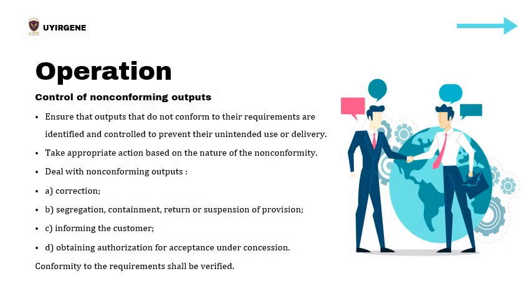Control of nonconforming outputs. The organization shall ensure that outputs that do not conform to their requirements are identified and controlled to prevent their unintended use or delivery. The organization shall take appropriate action based on the nature of the nonconformity and its effect on the conformity of products and services. This shall also apply to nonconforming products and services detected after delivery of products, during or after the provision of services. The organization shall deal with nonconforming outputs in one or more of the following ways: correction, segregation, containment, return or suspension of provision of products and services, informing the customer, obtaining authorization for acceptance under concession. Conformity to the requirements shall be verified when nonconforming outputs are corrected.